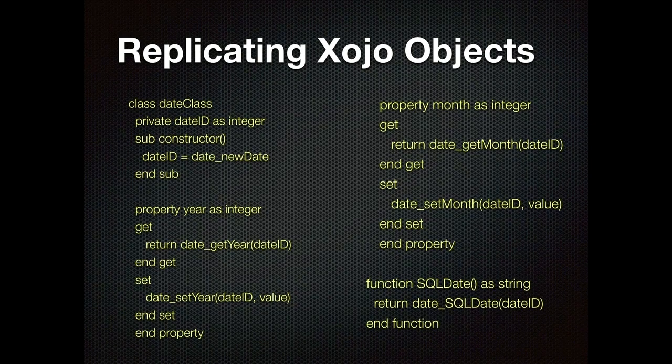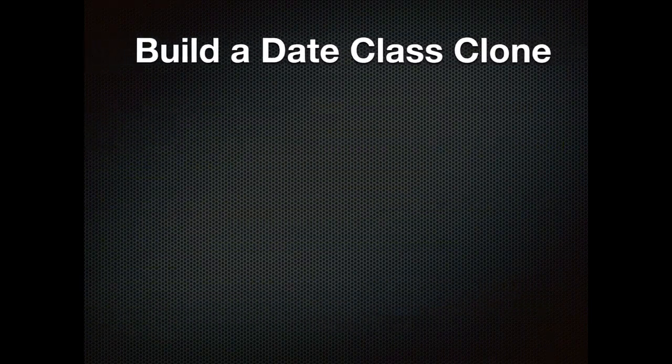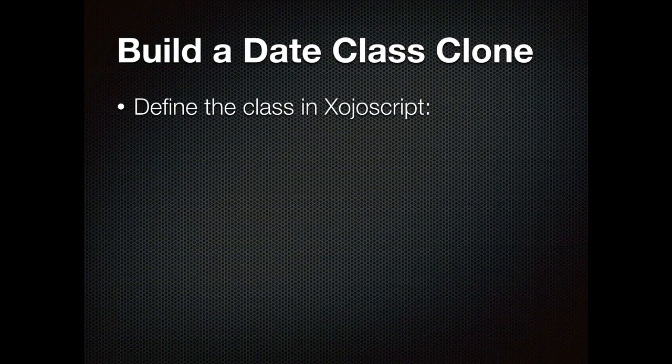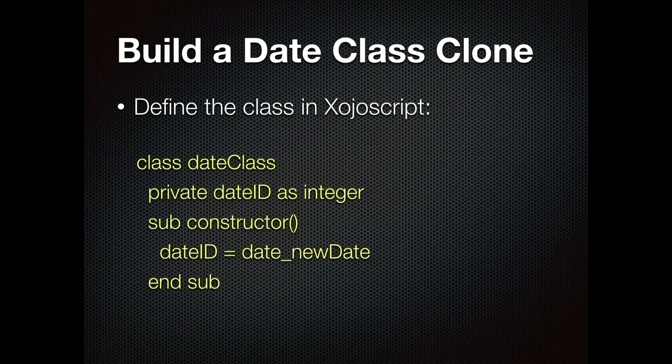Those are all calls back to the main program, methods that I created, functions inside the context object. And I just prefixed them all with date underscore so that I know they're date related. And that's what we're calling with all of that. So basically the steps for this: we create the class in XojoScript like this, just what I basically just explained to you.